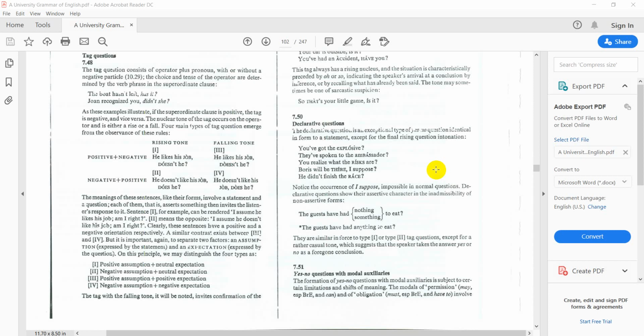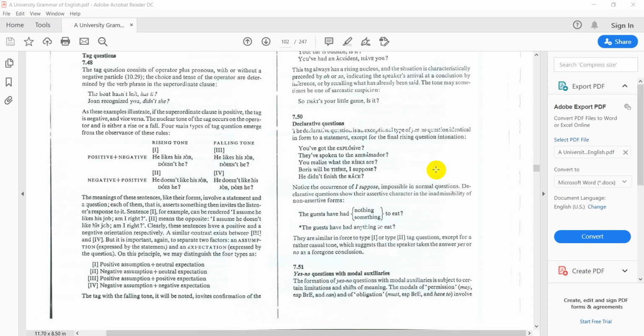He didn't finish the race? As you see, there is rising intonation at the end, but you have a very complete, full declarative sentence, either positive or negative. He didn't: here you have a declarative negative statement. Boris will be, affirmative. You realize, affirmative. You've spoken, affirmative. You've got, affirmative. So you have negative and affirmative declarative sentences.